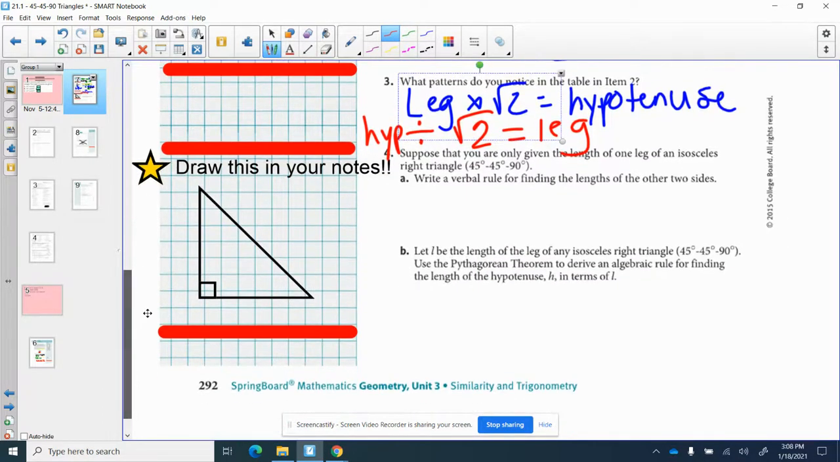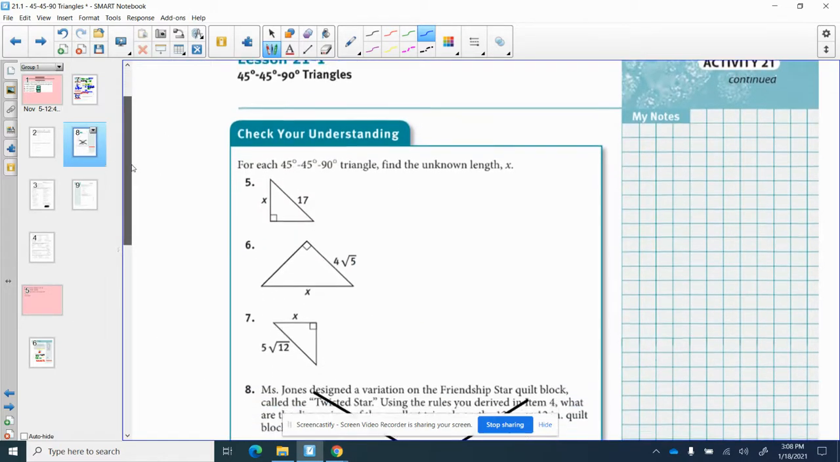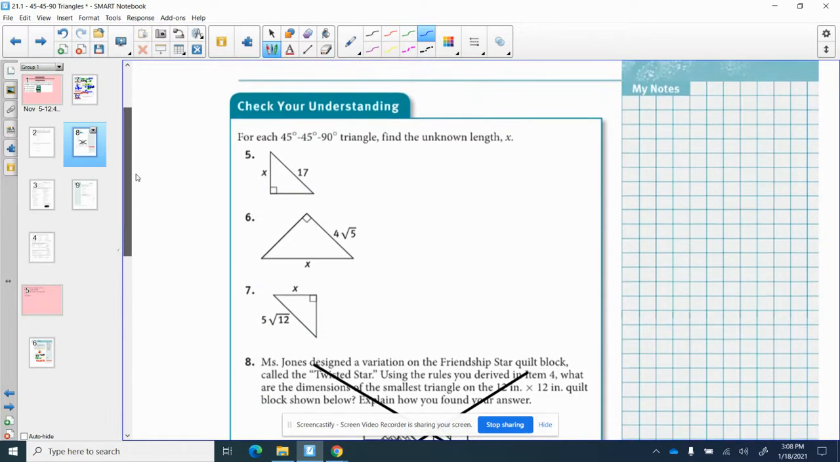So basically in a picture, what we're seeing is if our legs are both the same, they're both x, since this is 45 and this is 45, we need to multiply that value by the square root of 2 to get the hypotenuse, or divide it away to get the value of these legs. Now, some more examples with this are on page 293. And again, it goes back to what do we have, okay?